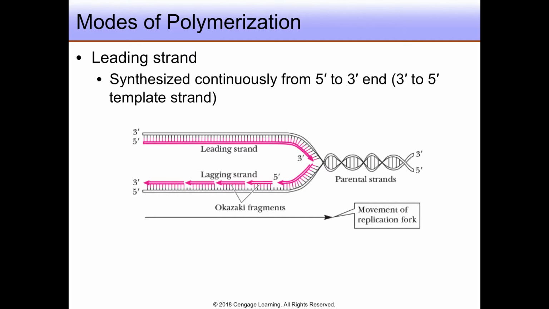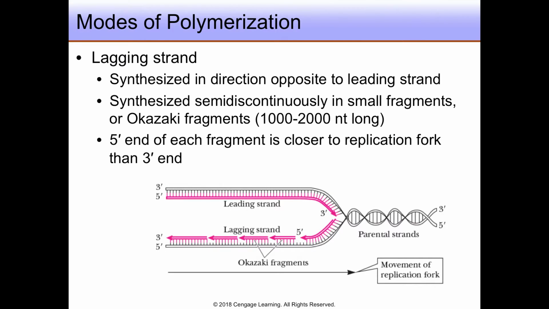In the figure below, the parent strands are colored black and the daughter strands are in pink. The top parent strand is the 3' end. DNA polymerase can bind at that end and read the parent template left to right, synthesizing a new strand in the 5' to 3' direction continuously. This is referred to as the leading strand.